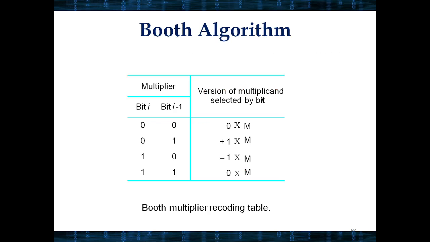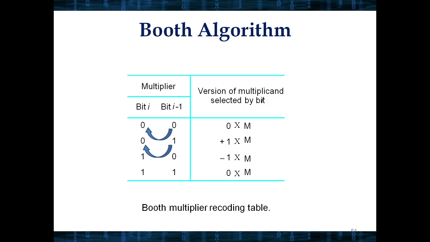Here you can see we have bit i minus 1 and bit i. So we need to consider these bit positions. In the second column we can see the version of multiplicand selected by the bit value in the multiplier. If the bit value in the multiplier is 0 to 0, then we need to take 0 into m. The version of multiplicand will be zeros.